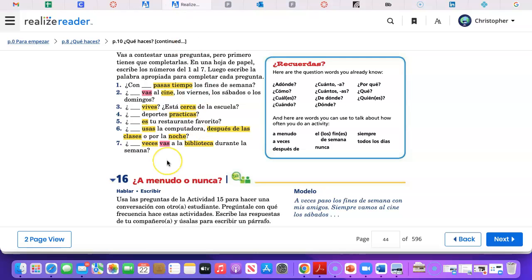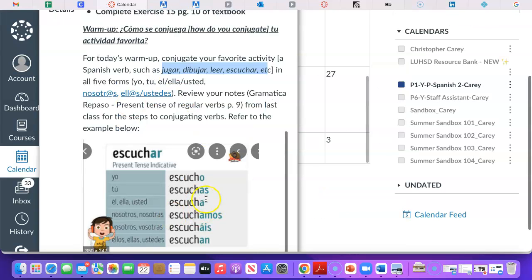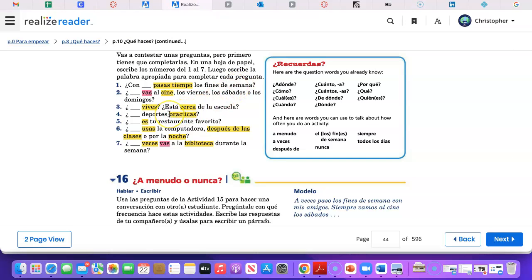number 1. So my response to number 3, Yo vivo, right? Vives is the tú form. Change it from the tú form to the yo form when I respond. Yo vivo in Brentwood. No está cerca de la escuela. Not a walkable distance. Close would be a walkable distance, right? I don't live a walkable distance from school. So my response, yo vivo in Brentwood. No está cerca de la escuela.